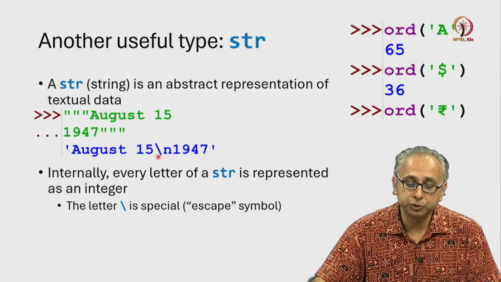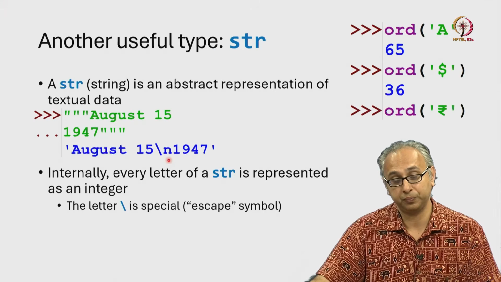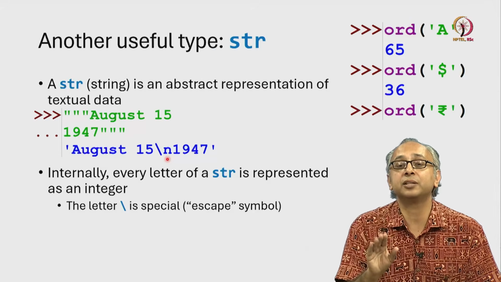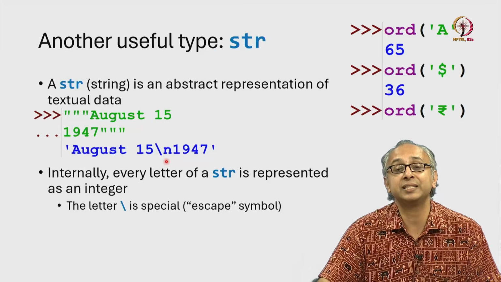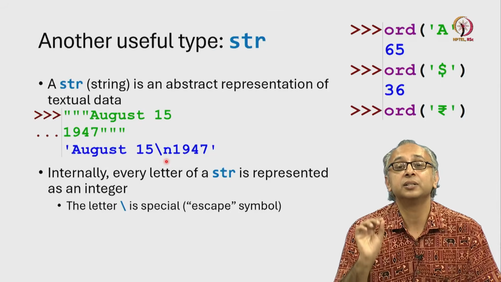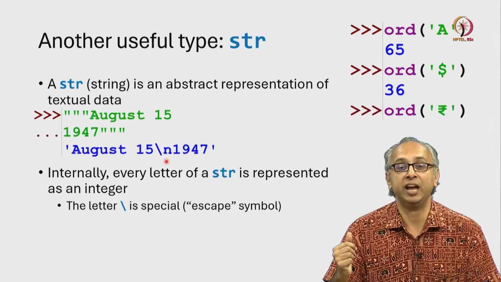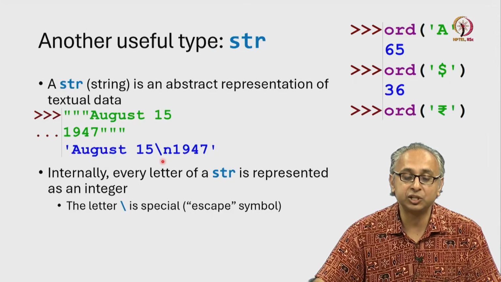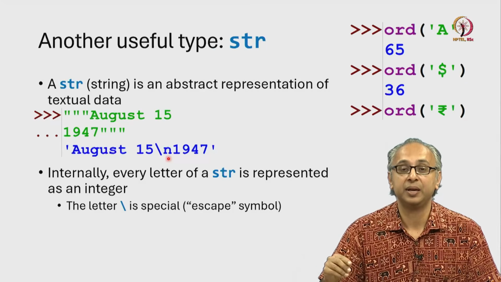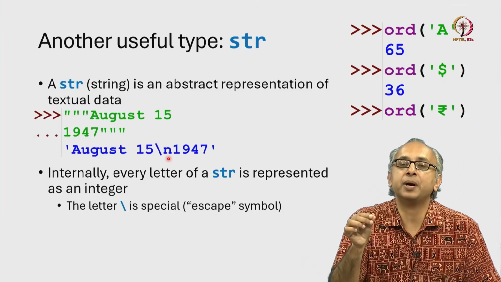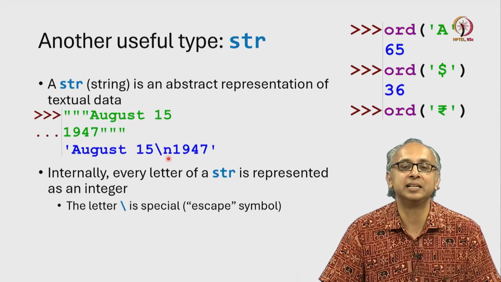This different set of rules is that whatever immediately follows the backslash is not the letter that you see. So for example, what you see immediately after the backslash, this N, is not the letter N. It is an escaped version of N. And backslash N represents a new line. So backslash followed by some symbol is treated together as a single letter.